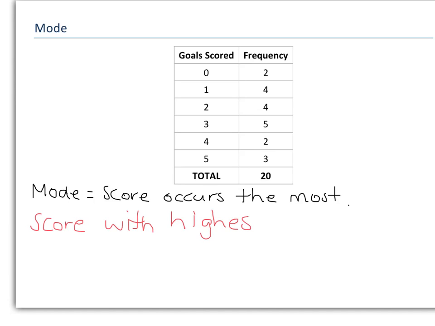And so looking at this table, if we identify the highest frequency and match it back to its score, we'll identify the mode. So looking for the highest frequency, which is here at 5, and matching it back to its score, we can identify very clearly that the mode of this data set is 3.